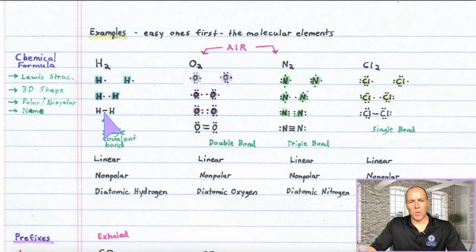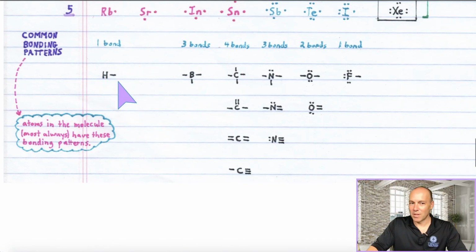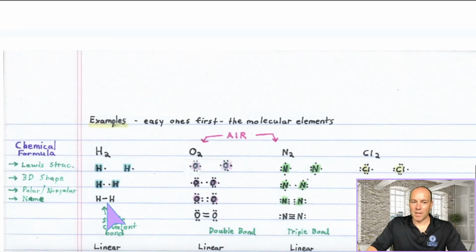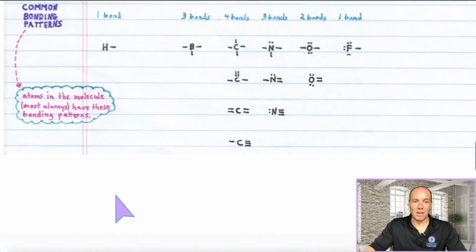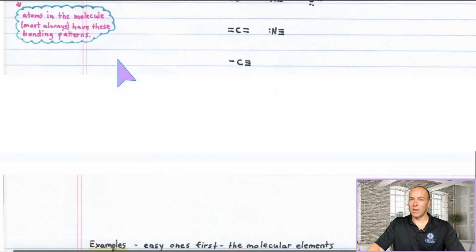Now, we can verify that this is correct because we can check the common bonding patterns. So yeah, hydrogen looks like that. So both of the hydrogens look like that. The one on the left has a single bond, and the one on the right has a single bond. If you ever see a molecule where hydrogen has two bonds, that's incorrect. Hydrogen only has one bond coming out of it. It can only connect to one other atom.